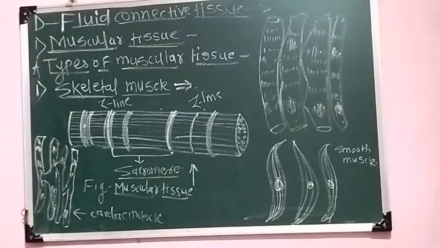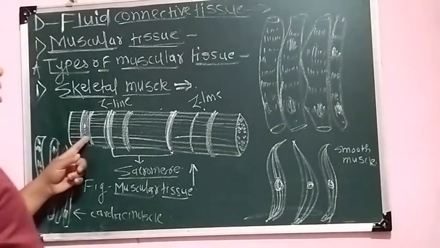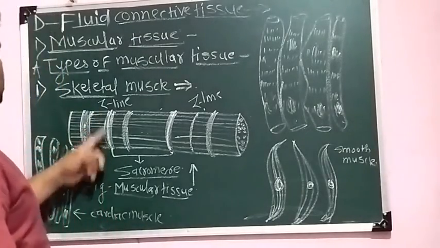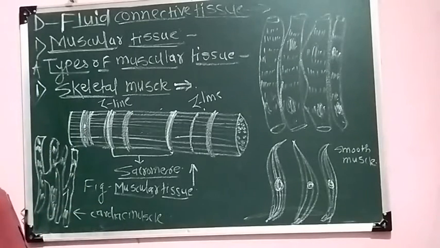So this is the basic information regarding skeletal muscles, which are found attached to the bones. Each muscle fiber is syncytial, that is, it contains many nuclei. Each muscle fiber is a syncytial muscle fiber because it contains many nuclei. That's why it is called a syncytial muscle fiber. So this is regarding the nuclei present in these fibers.